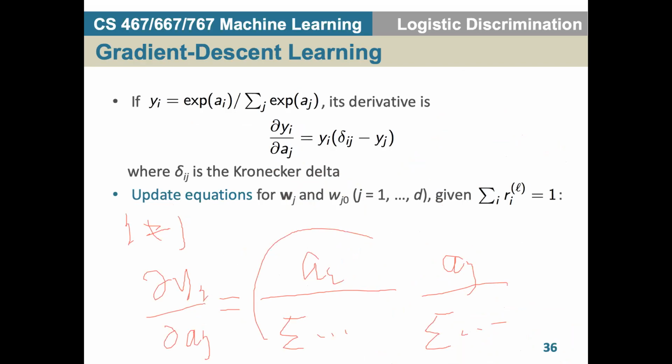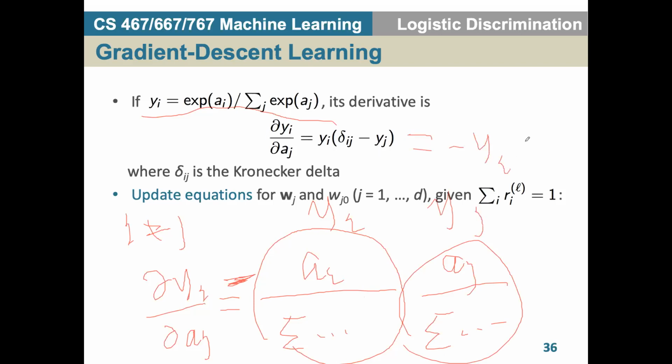So what is this? Following this definition, this is yi. Oh, there's a negative sign I forgot to put. And what is this? This is yj. So this is really equal to negative yi yj. Keep in mind that when i is not equal to j, the delta is 0. So this proves this case here.